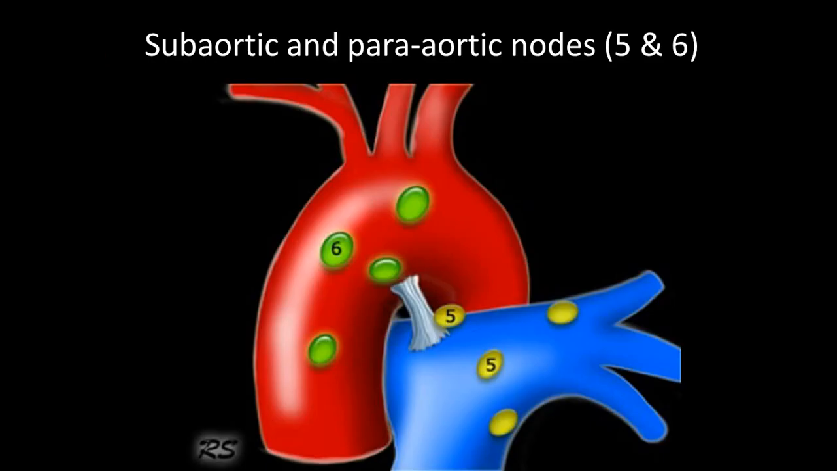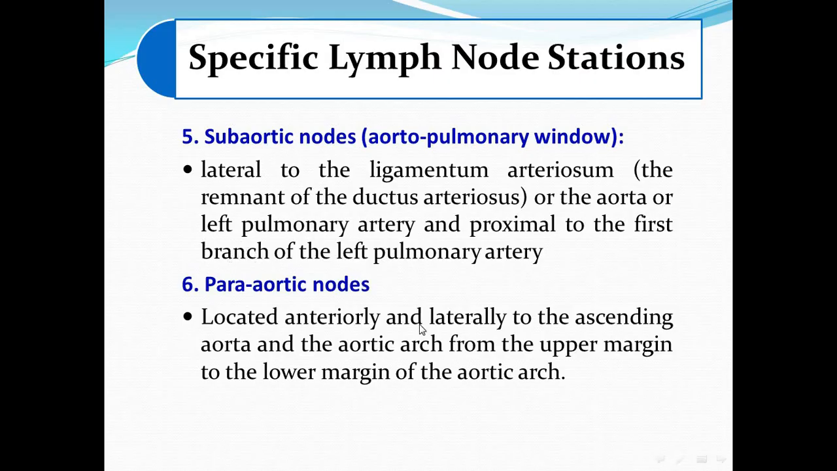Let's have a look at this one, then we come back to the sixth station. So this is the aortic arch, this is the pulmonary trunk. This window here is the aortopulmonary window. The lymph nodes that are within this area, lateral to the ligamentum arteriosum, are the fifth station lymph nodes, or the subaortic, or sometimes they are also called aortopulmonary lymph nodes.